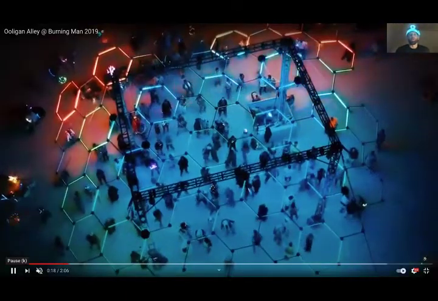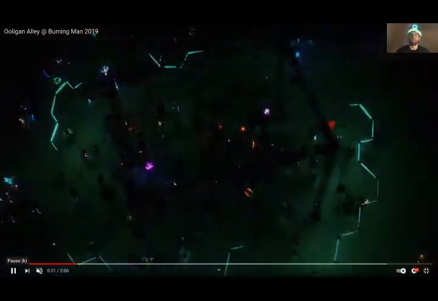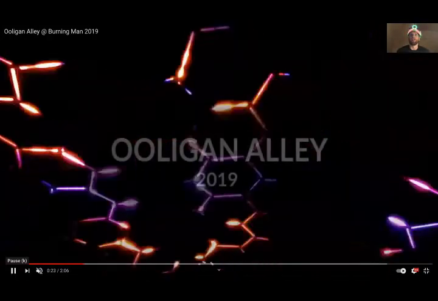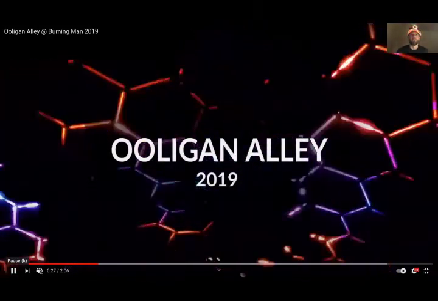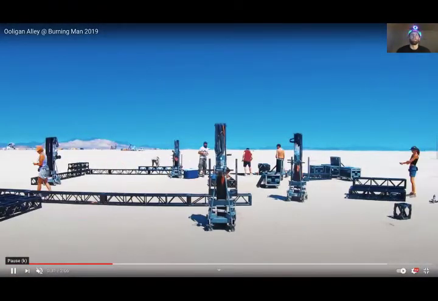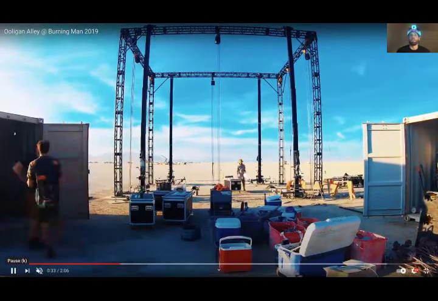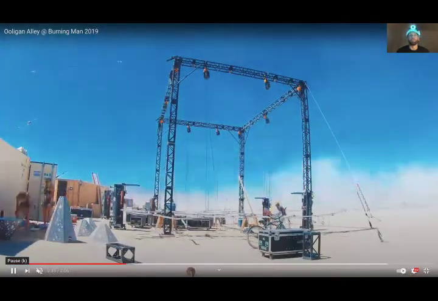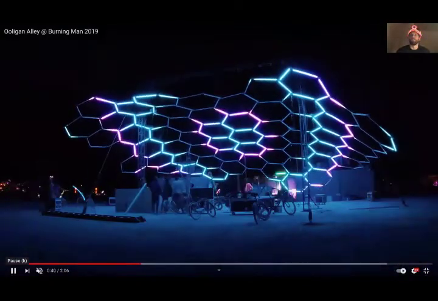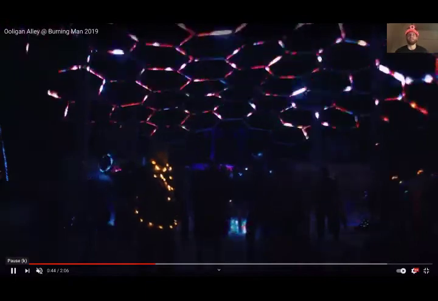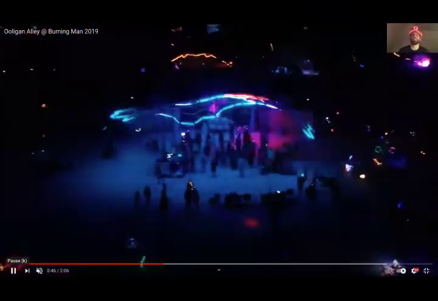So what on earth are we looking at? You're looking at a flying hexagonal grid composed entirely of LED bars. Here you can see us constructing the substructure. So this is a conventional stage truss. And here you can see us time-lapsed hoisting the LED hexagonal grid up into the air. And here it's party time.